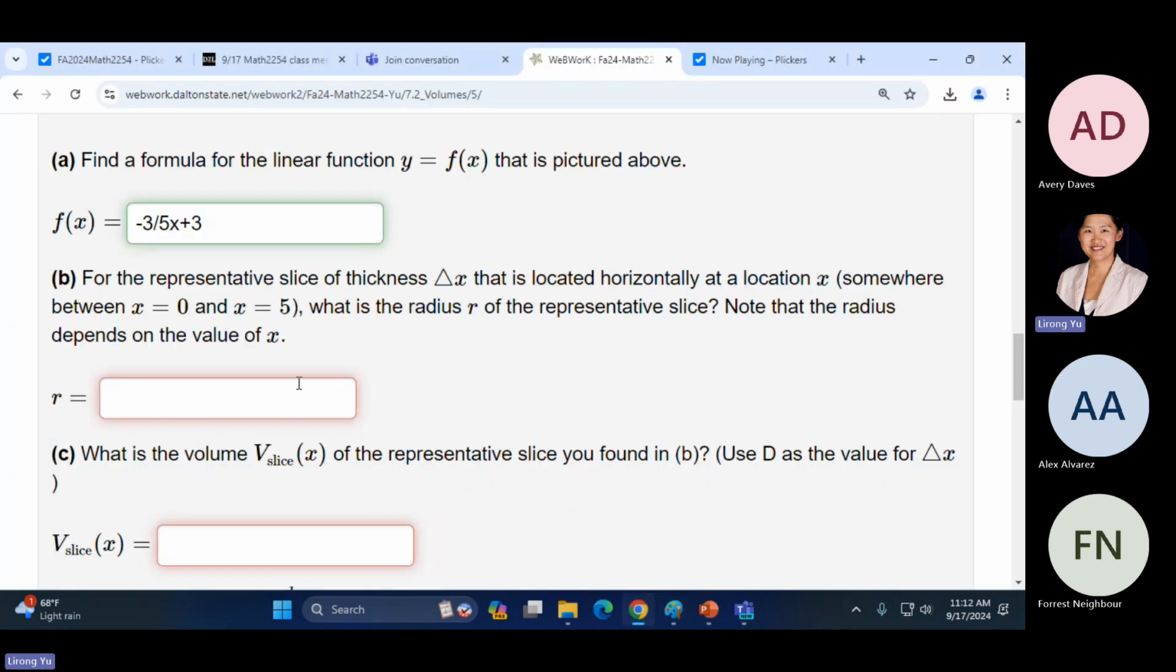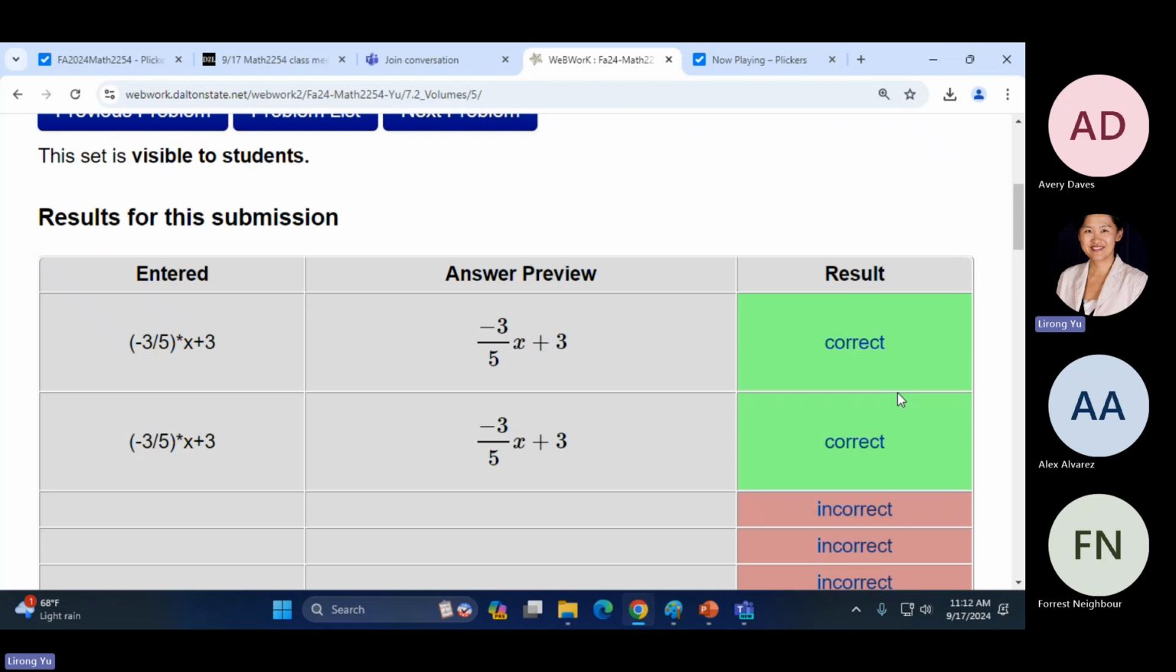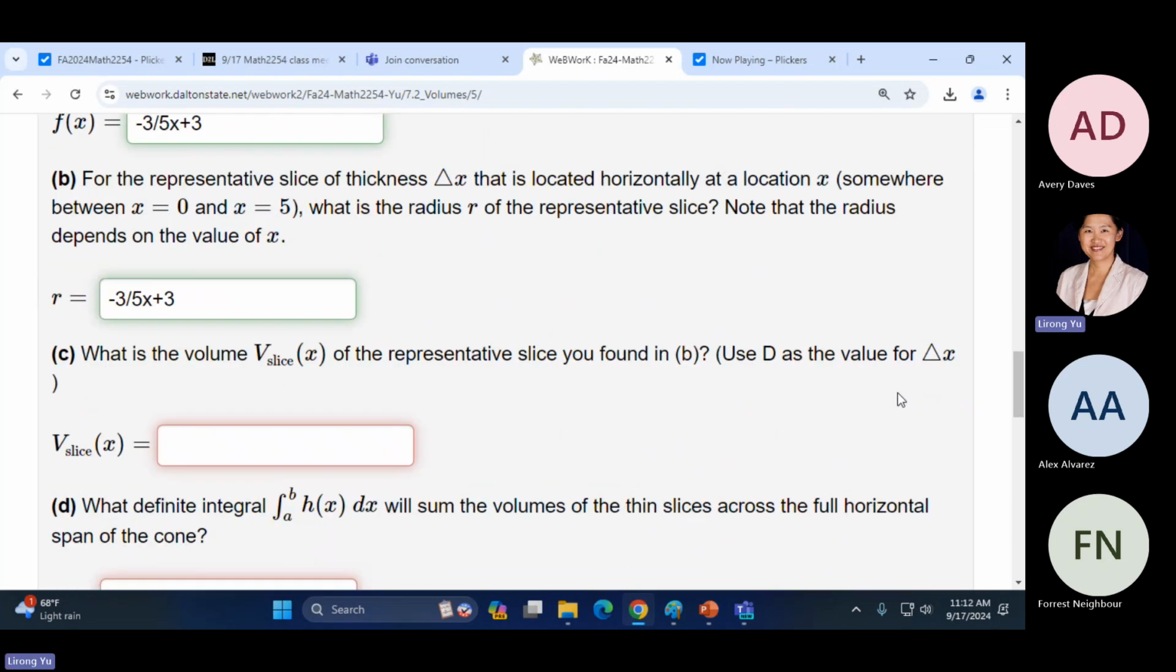So basically your answer for A is your answer for B, unless your question is different than mine. I'm not sure which part you were having a problem with. The whole question? Yeah. All right.